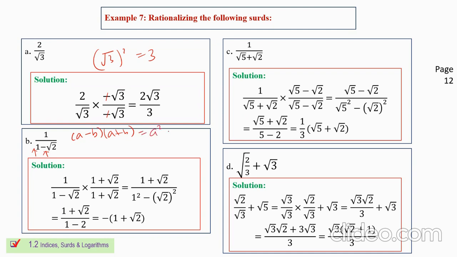So this will become A square minus B square. For this case, your A is 1, so 1 square, minus your B is surd 2, so surd 2 square is 2. 1 minus 2, so the denominator is negative 1. So I put my negative 1 in front. Do you need to expand? No. Just leave it as it is.